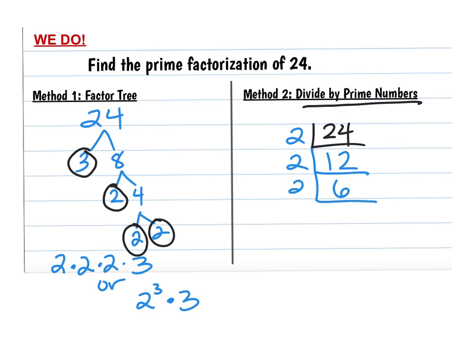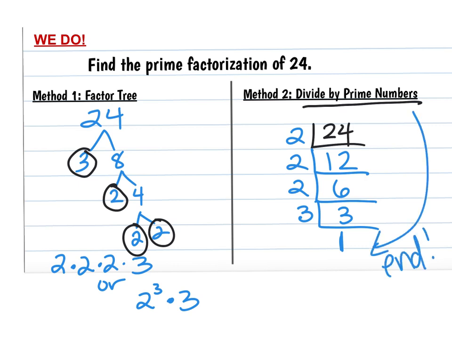The lowest prime is 2. I get 3. The lowest prime of 3 is 3, so ending in 1. So when you divide by primes, you do want to end up at 1; this is how you know you are done. And then noticing these were the numbers I divided by, those would also be the numbers that I could multiply by to get to 24.